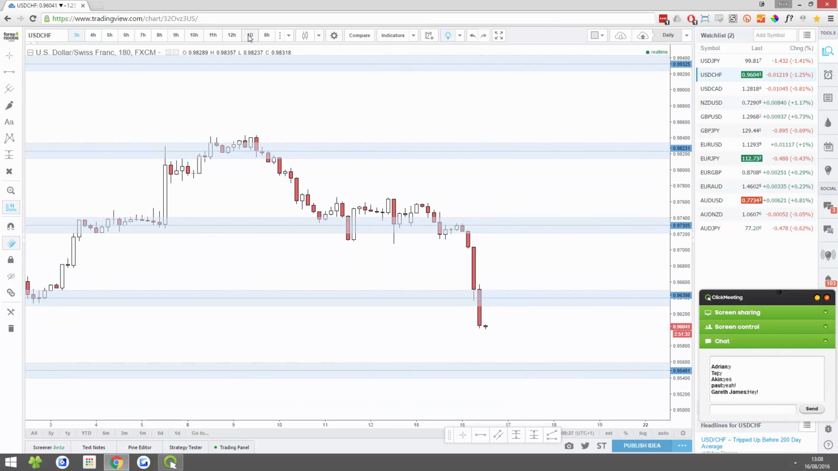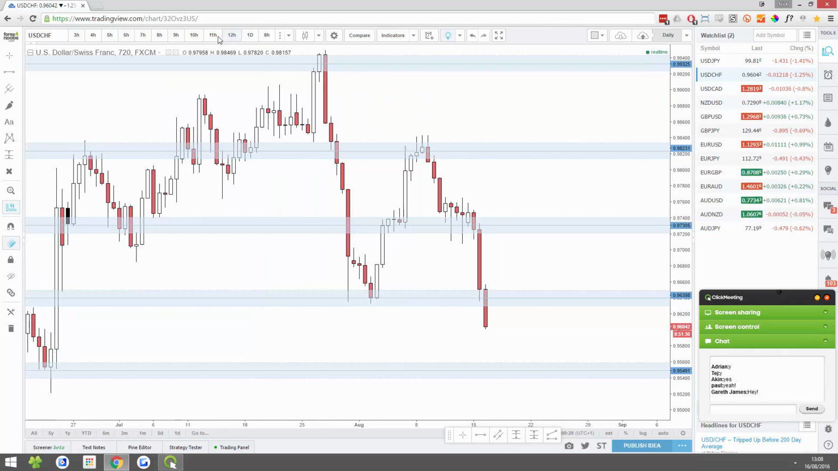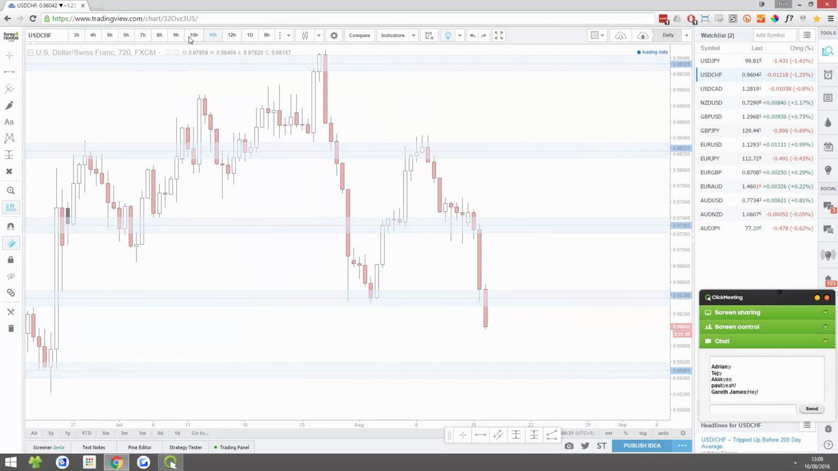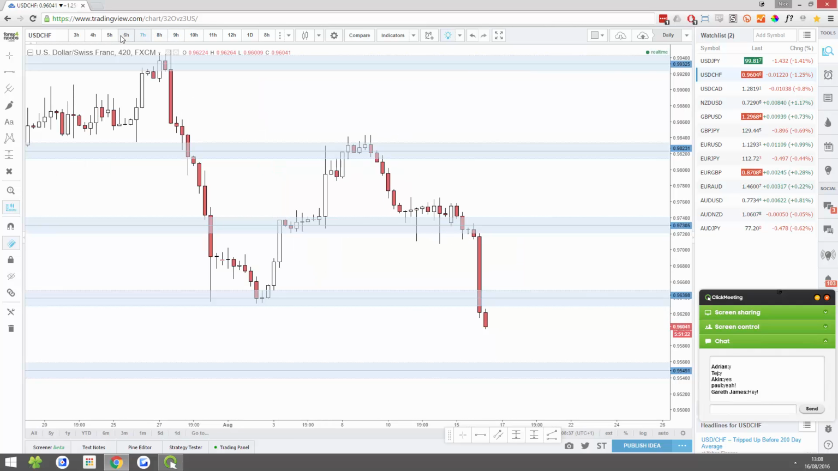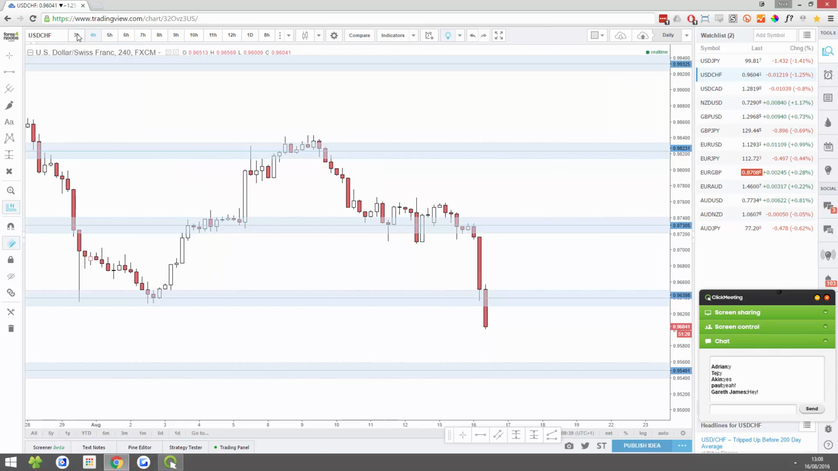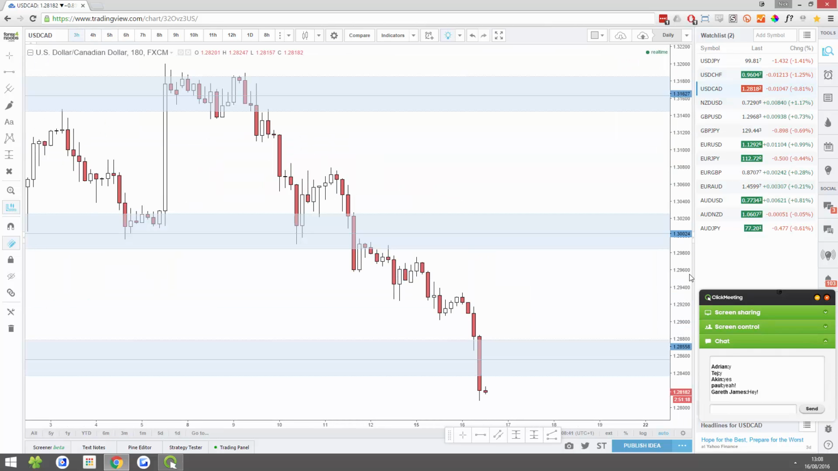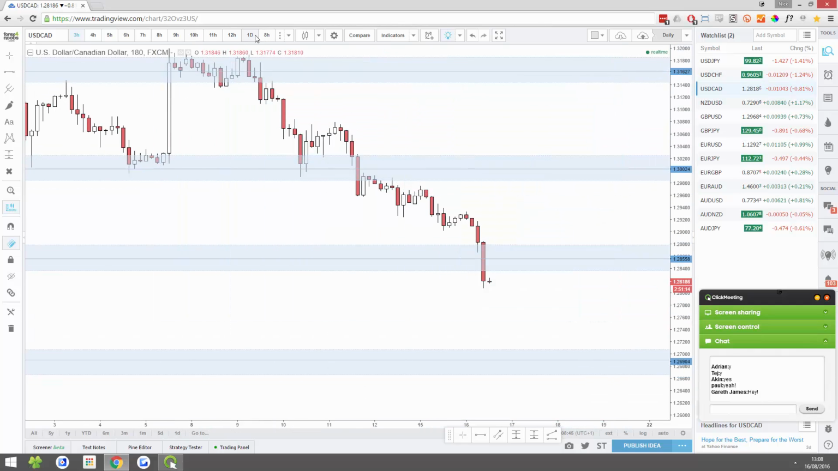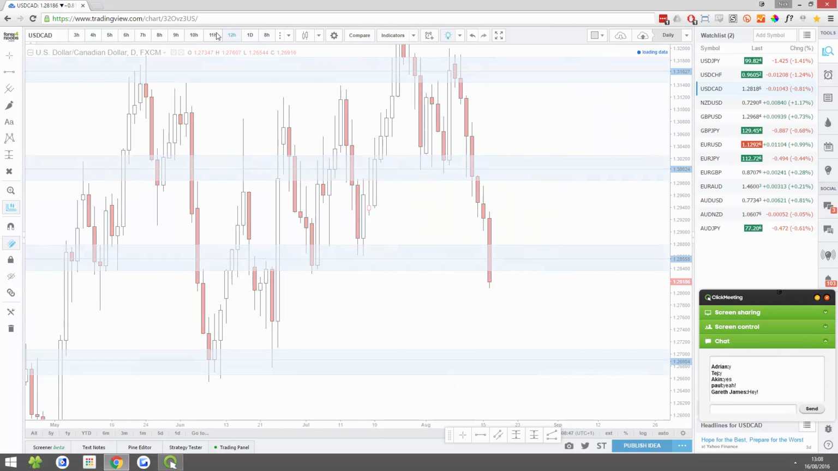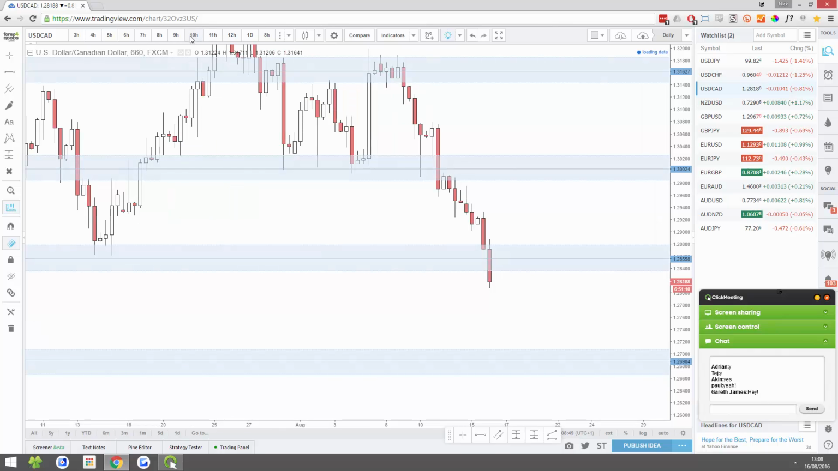Okay, let's check out USD CHF, see what's forming on here. Much like USD JPY, it's broken straight through its support area, so we're not really going to see much forming here. USD CAD, we've got the same story here. It's broken through the support area, so again, we're not going to see much forming here.